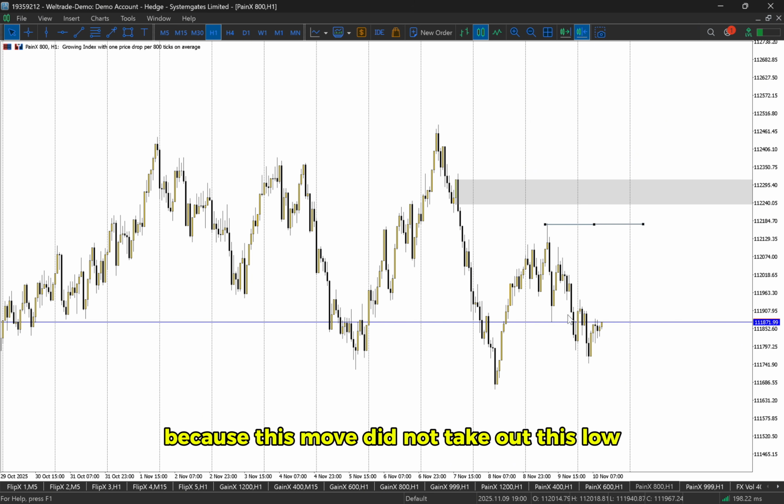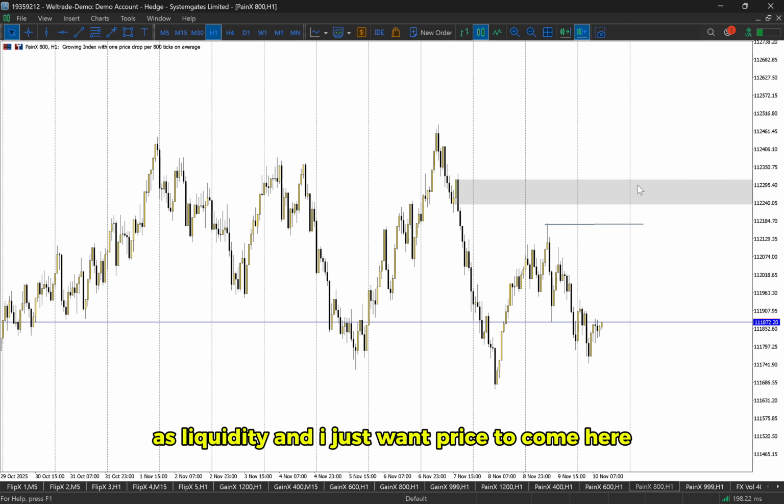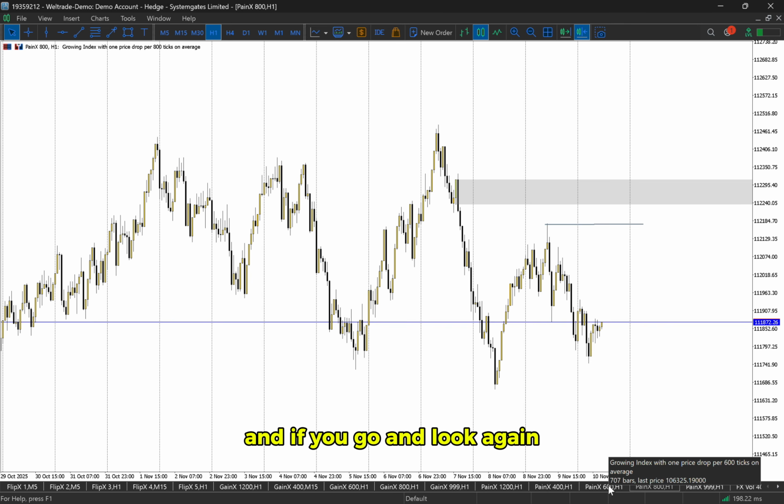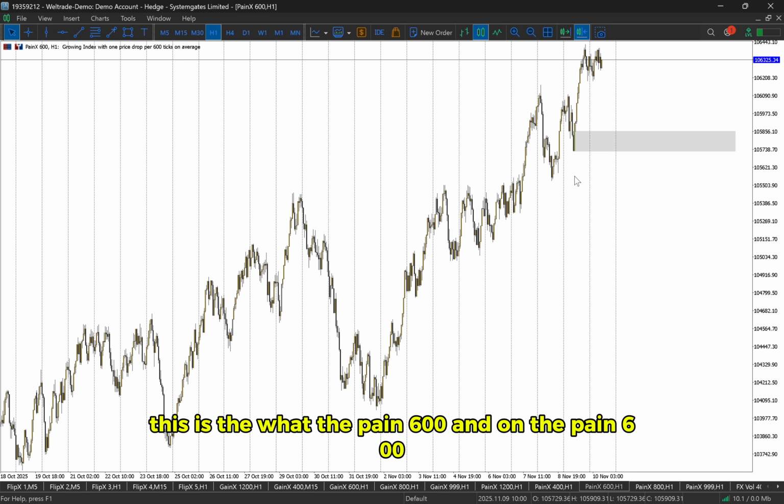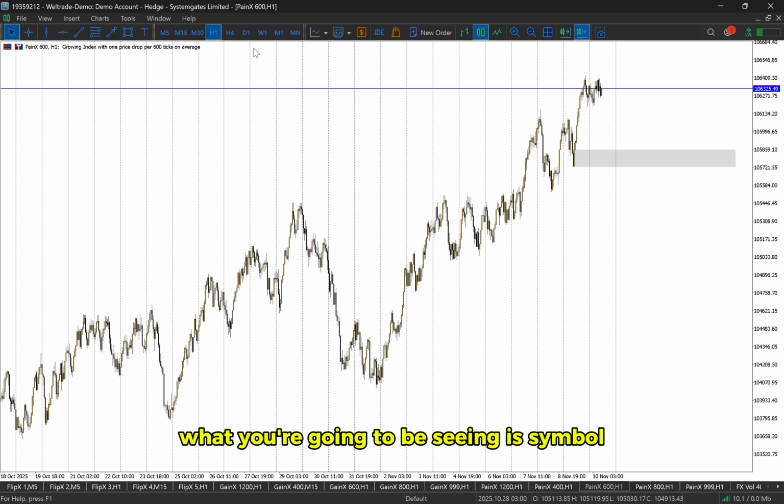Why? Because this move did not take out this low. So this is working as liquidity. And I just want price to come here, and I will drop with the price. And if we go and look again, this is the Pain 600.